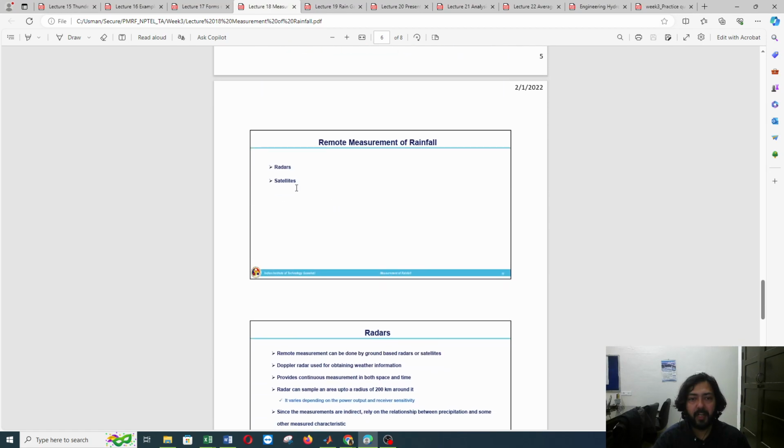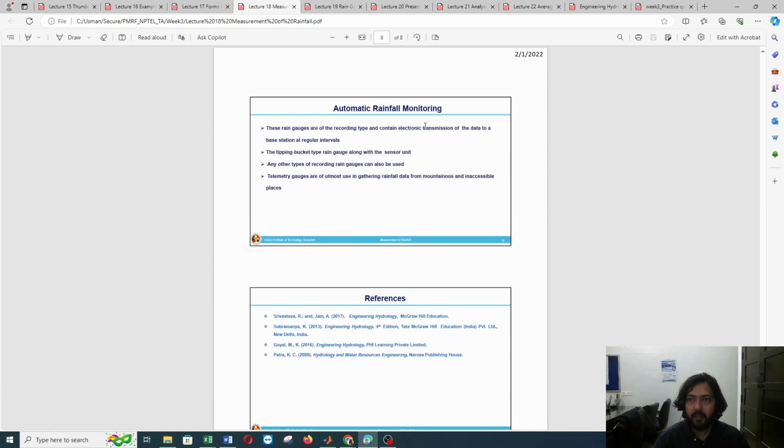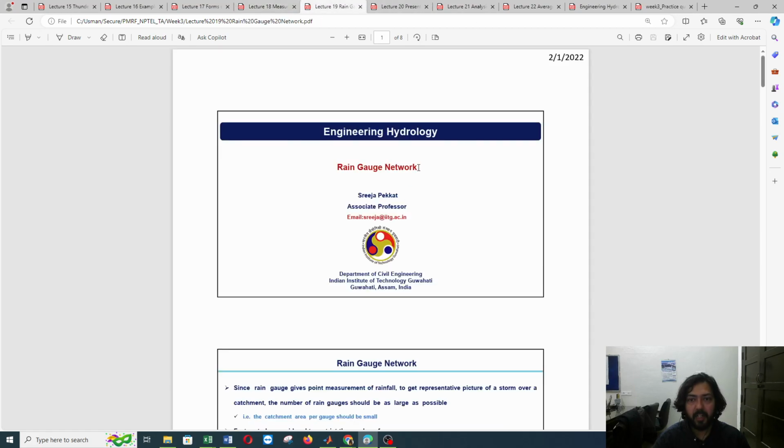Then we talked about radar and satellite. We know how radar collects data. It sends electromagnetic waves which get reflected back as they hit the rainfall, and there was a limitation: it is only used up to a 200 kilometer radius. To overcome that, we use satellite data series. Then we also talked about AWS, automatic rainfall monitoring. These are nothing but, along with your tipping bucket, you install a sensor which transmits the data to the station. Then we talked about the rain gauge network.